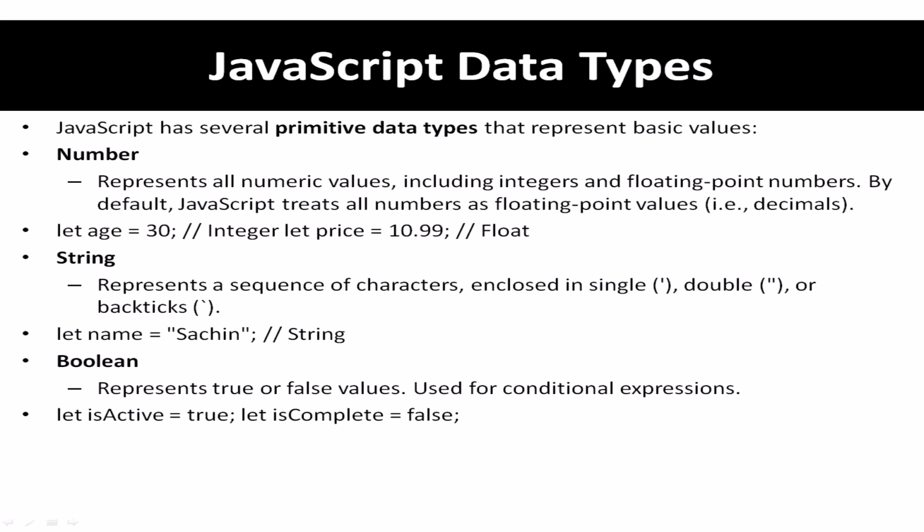Here, number. If you define a number, it represents numeric values including integers and floating point numbers. By default, JavaScript treats all numbers as floating point values. Example: let age equal to 30. Here, instead of var we are using let age equal to 30. Next, let price equal to 10.99. But the mistake you may commit is using a float because it is followed by precision, so care should be taken by the programmer.